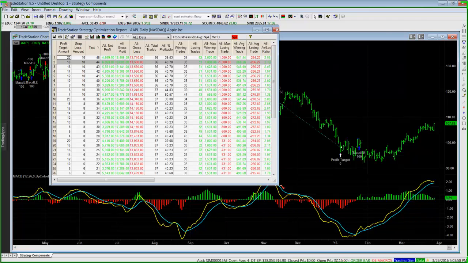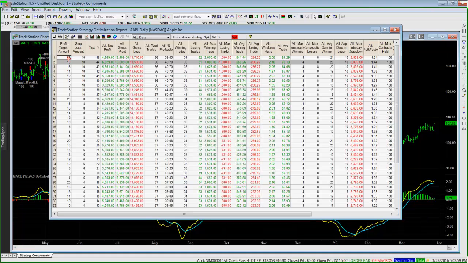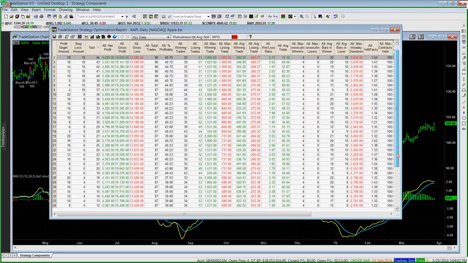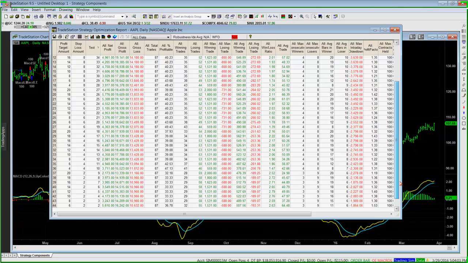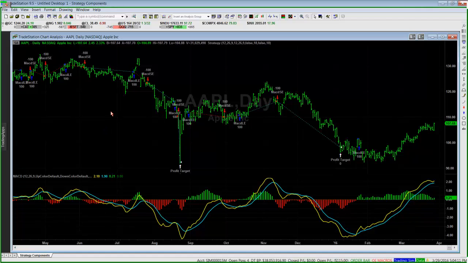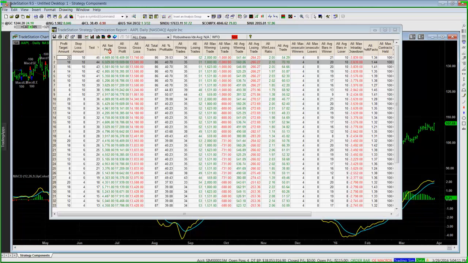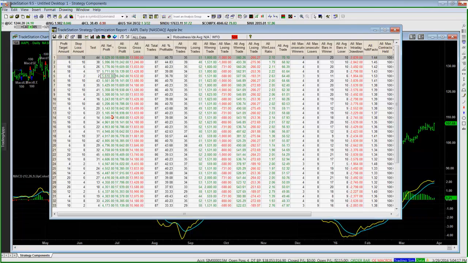So here, let me change that color real quick. There we go. So here you can see all of the different scenarios that it tested. There's 45 tests. You can see the profit target and stop loss and the amount of profit. So if I double click on net profit, I can see what scenario actually performed the best out of all 45.